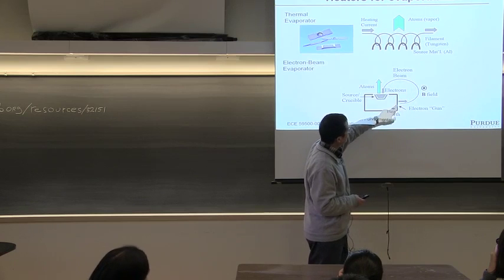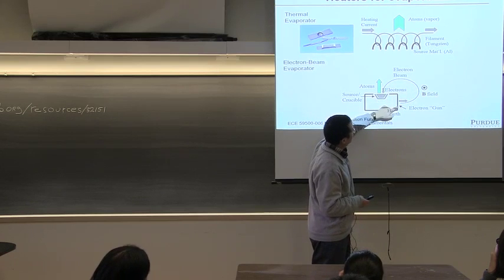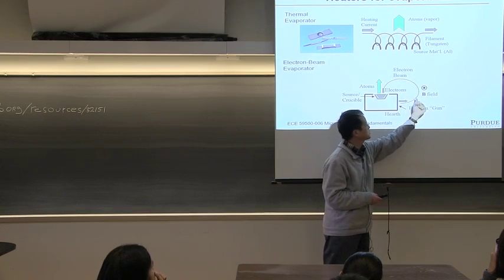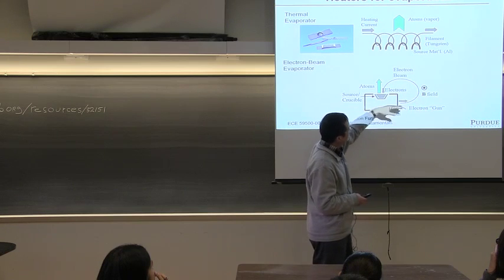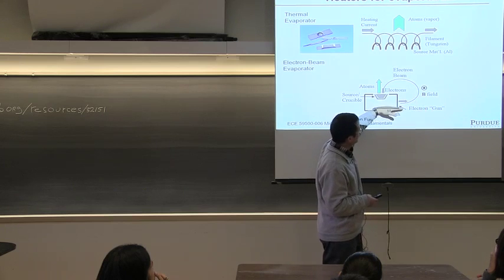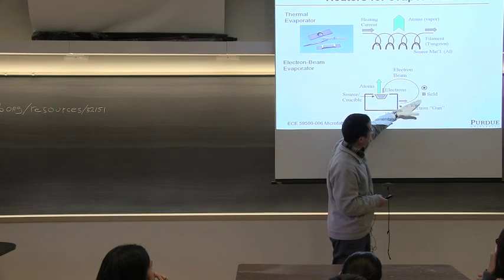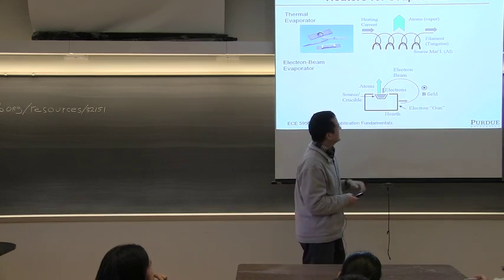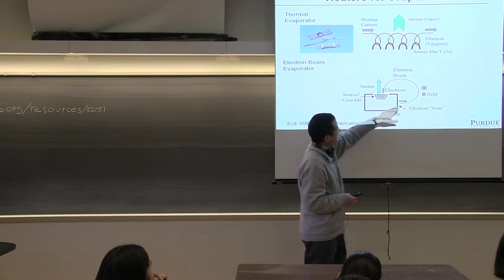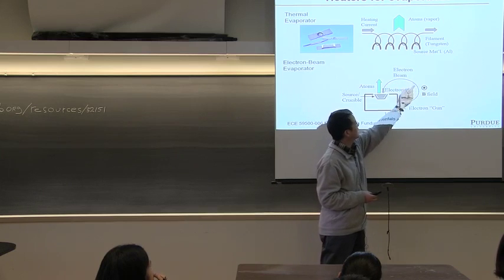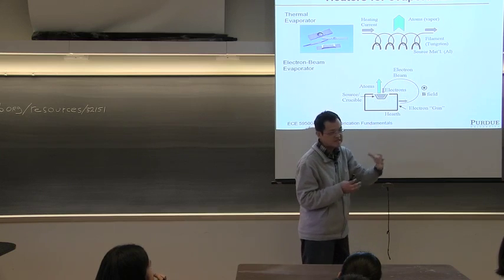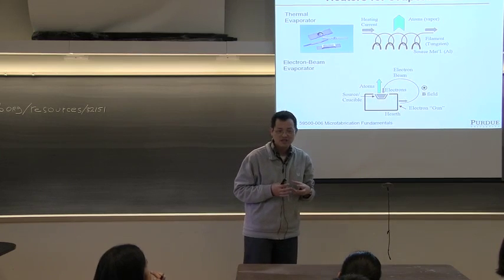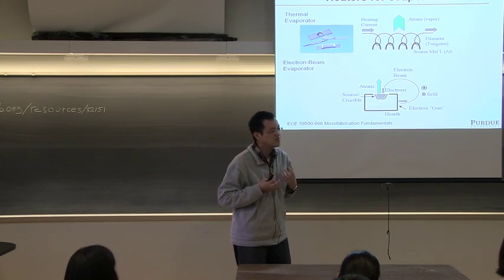We have a filament or electron gun that emits the electrons, and then we apply a very strong magnetic field. We know that an electron moving in a magnetic field bends its trajectory. Doing that, we can bend the electrons, and once those high energy electrons are injected into a metal, they create a significant amount of heat.